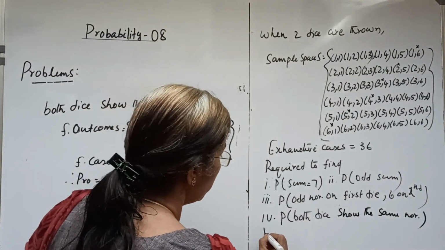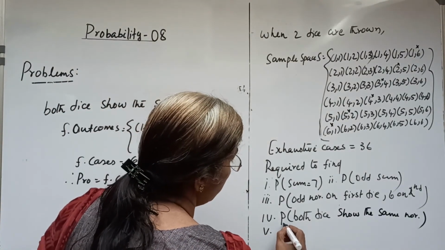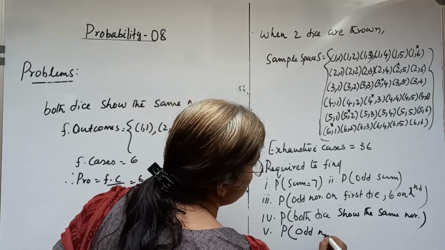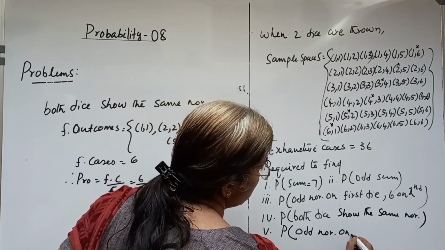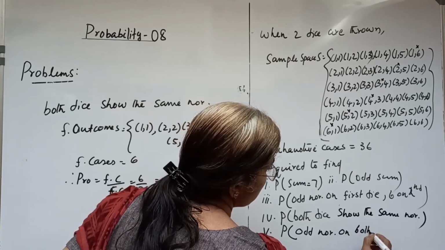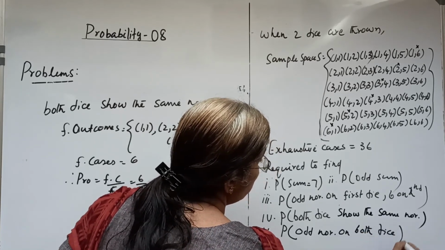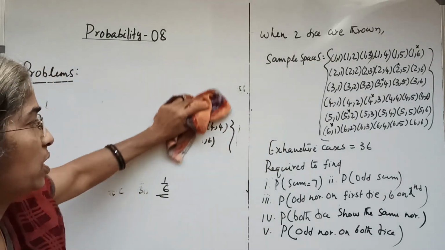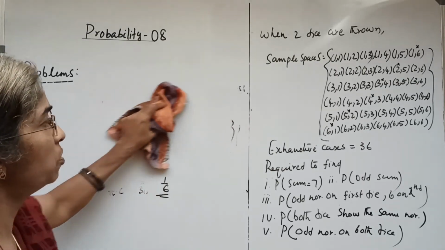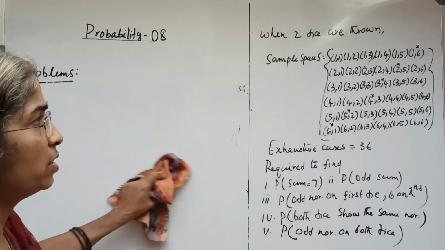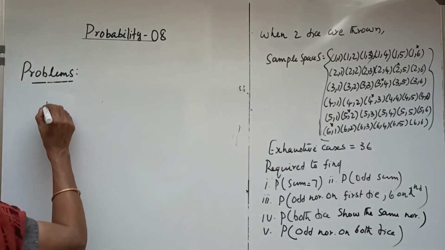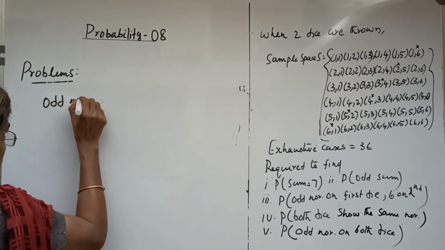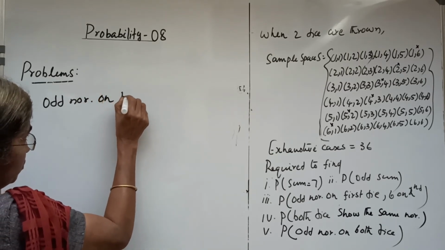We can do one more. Probability of odd number on both the dice. Both the dice show the odd number. The first die odd number means 1, 3, 5. Second die odd number means again 1, 3, 5. So the favorable outcomes are odd number on both the dice.